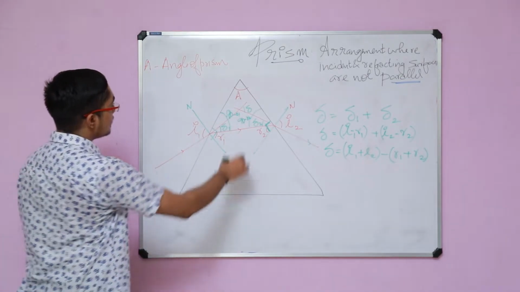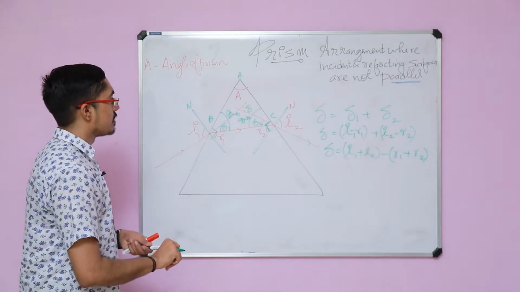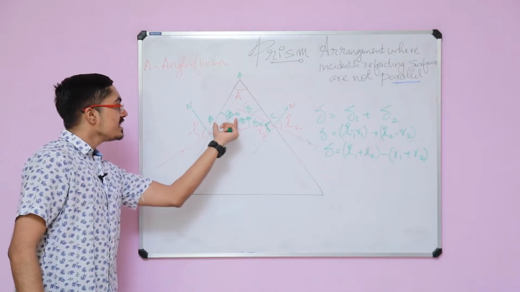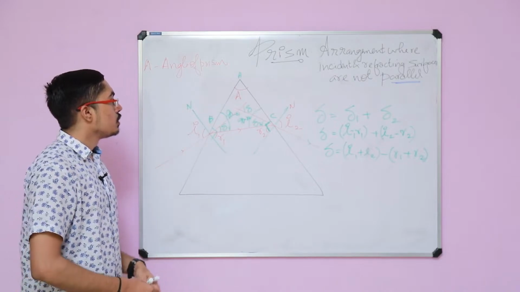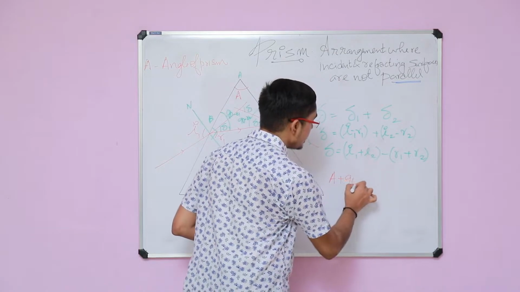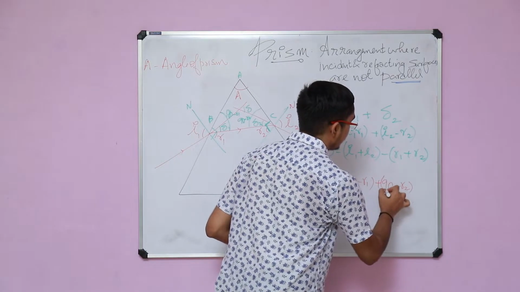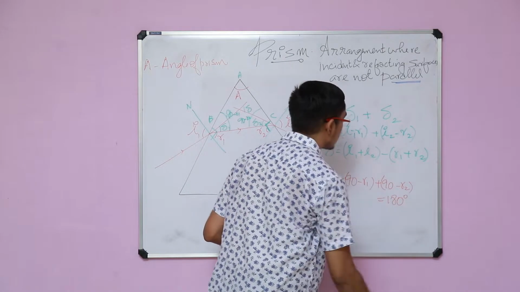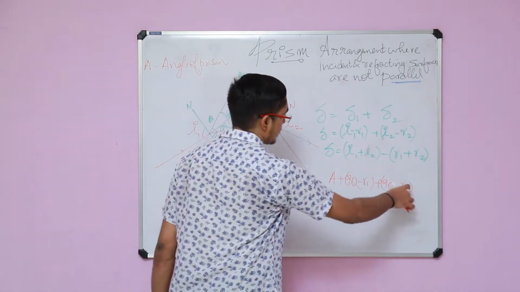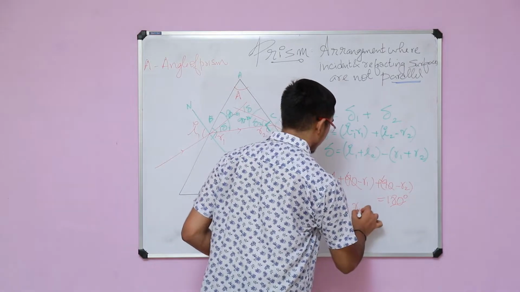Now, consider triangle ABC. In triangle ABC, we can apply the angle sum property of the triangle. So I know that in triangle ABC, angle A plus 90 minus R1 plus 90 minus R2 is equal to 180 degrees. We will write it here. A plus 90 minus R1 plus 90 minus R2 is equal to 180 degrees. Angle sum property of the triangle. 90 plus 90 is equal to 180 degrees. This R1 plus R2 will go to the other side. So, we will get the first basic result, that is A is equal to R1 plus R2.